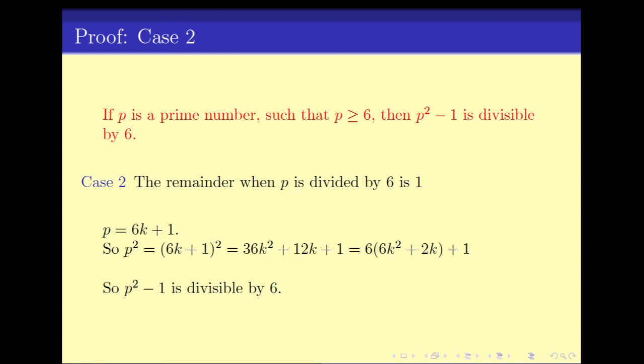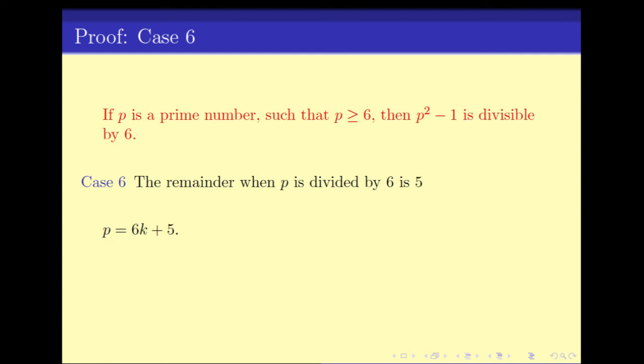So this takes care of case 2. Now for case 6, the last case also has a similar thing. This time the remainder is 5, so p is of the form 6k plus 5, which means p square is, if you do the calculation, 6 times (6k square plus 10k plus 4) plus 1. So here 5 square is 25, which I can write as 24 plus 1, and thus 6 times 4 plus 1.